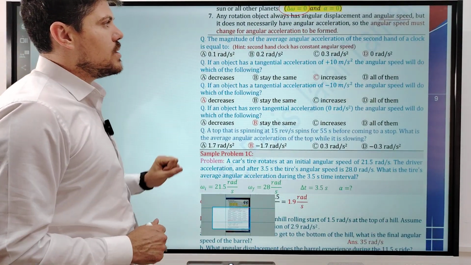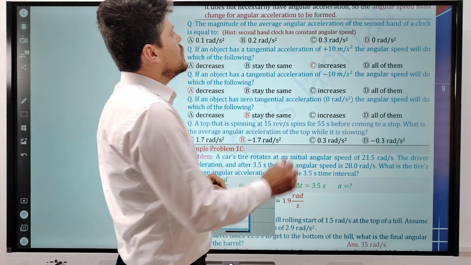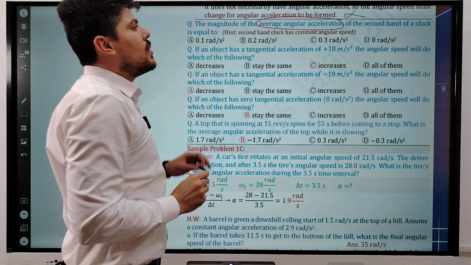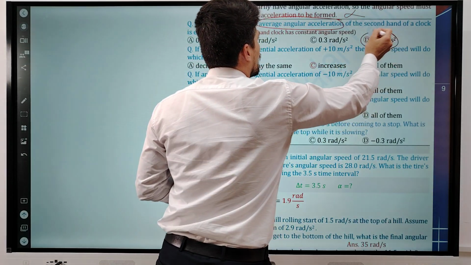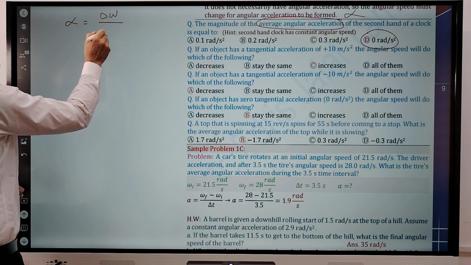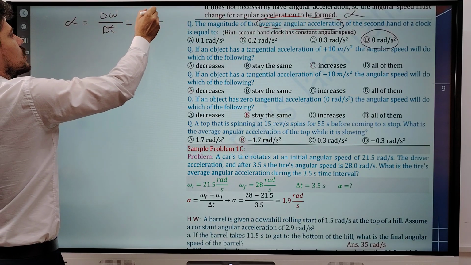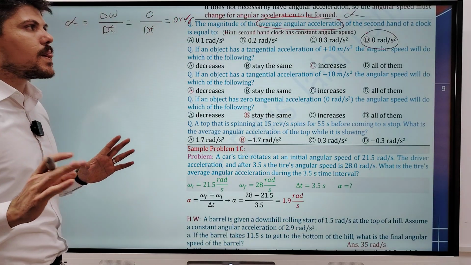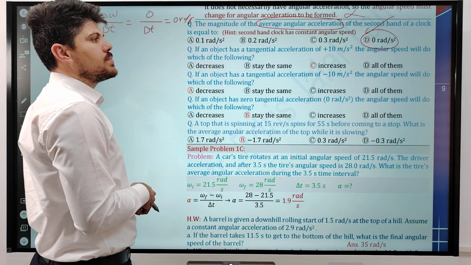So we have some ministerial questions here. I'm going to show you. Okay? Question 1. The magnitude of the average angular acceleration alpha of the second hand of a clock is equal to what? Is equal to 0. Why? Because alpha is equal to change in angular speed divided by t. Change in angular speed for the second hand of the clock is equal to 0. 0 rad per second squared. Okay, the correct answer is 0. Why? Because the second hand has constant angular speed.